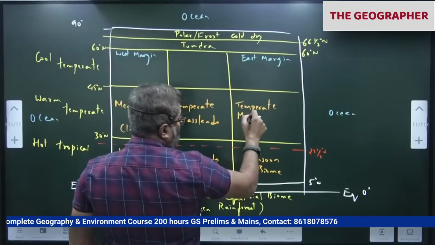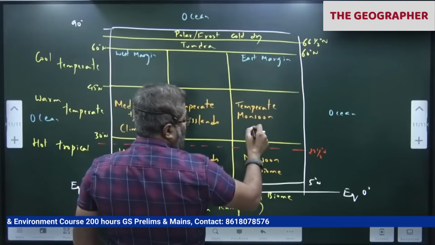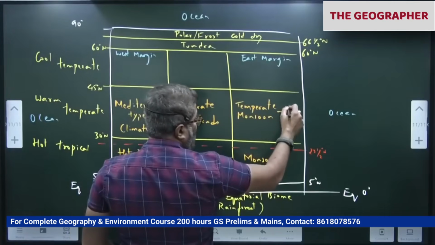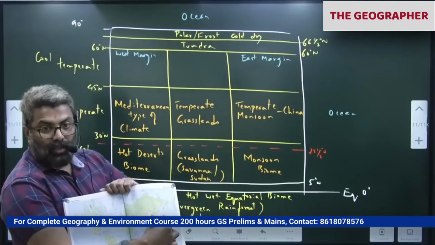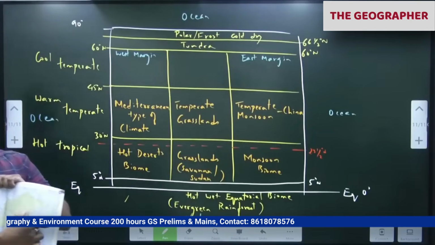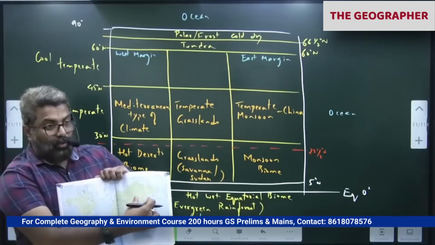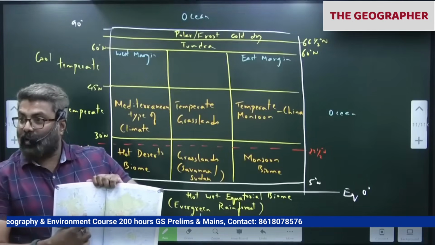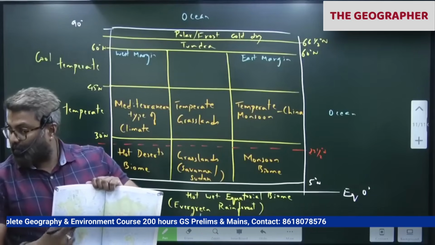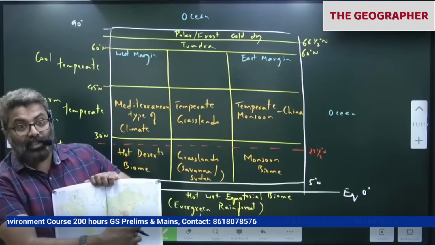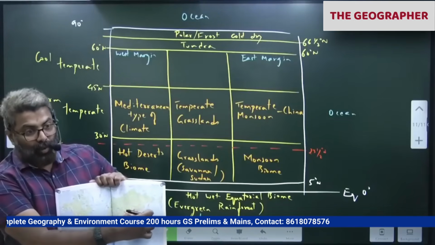Temperate monsoon, China type. Why China type? Because there is a country called China here. So if you don't like China, sir, give some example. You see US, Gulf type here. Gulf of Mexico. Gulf type. Why is China type well experienced? Because more land is here. So that is the reason it is very popular.